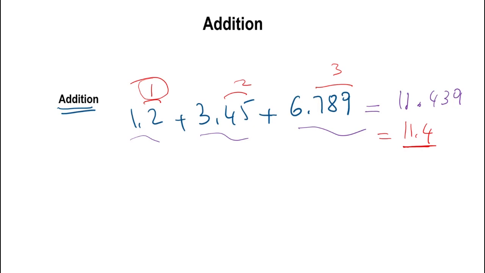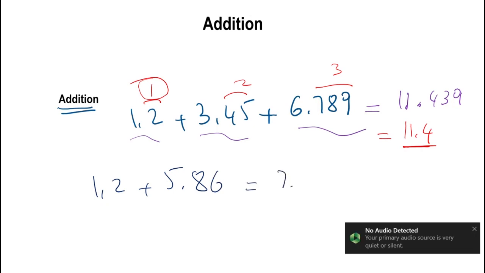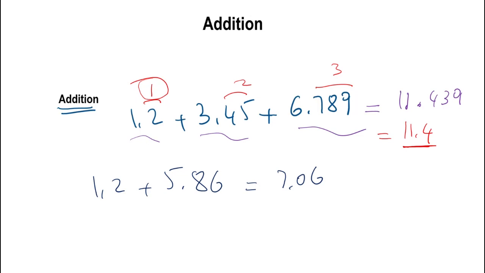Now, let's do another example. I have 1.2 plus 5.86, which will be 7.06. So what I see here, this one has 1 digit, this one has 2. Then I keep the least. The least will be 7.0, but remember after the 0 I have 6. It will be just 7.1. That means if you have a digit 5 or more, you move 1 up. So it will be 7.1.